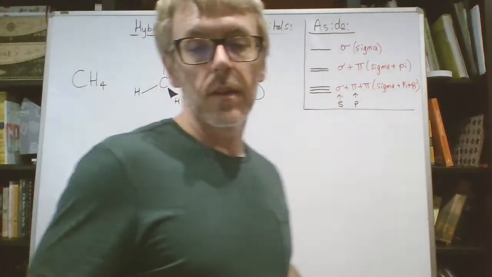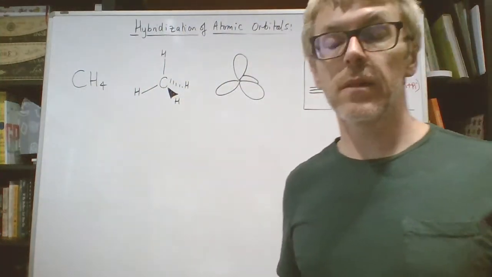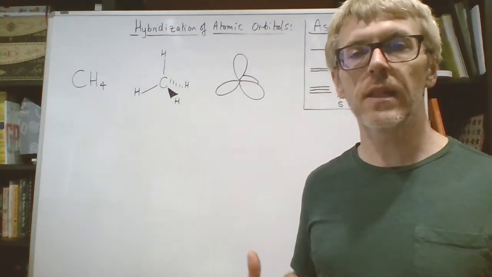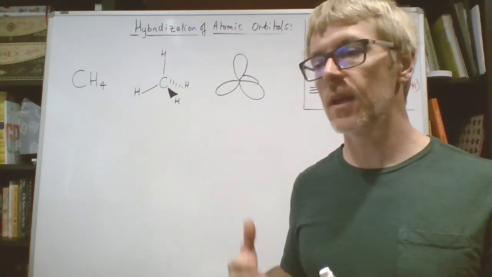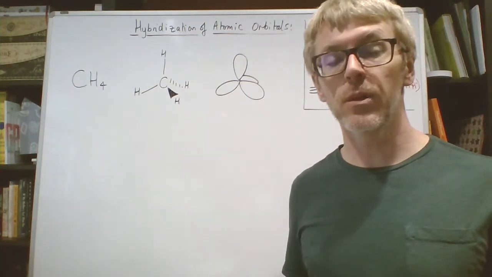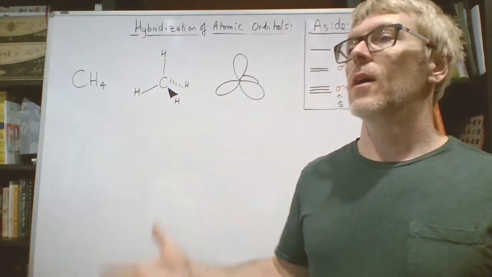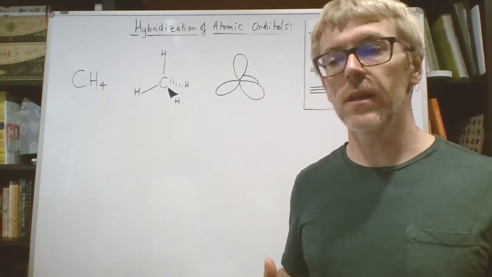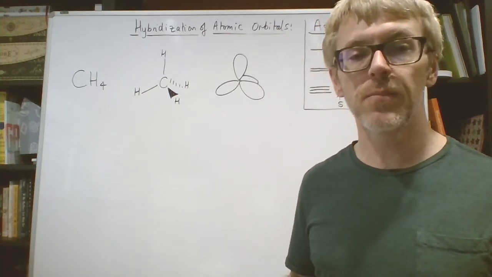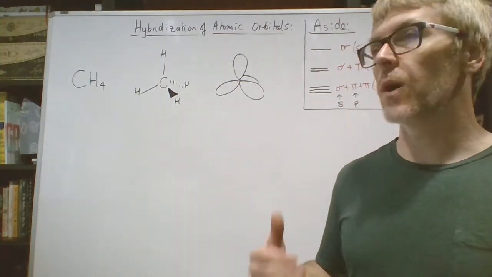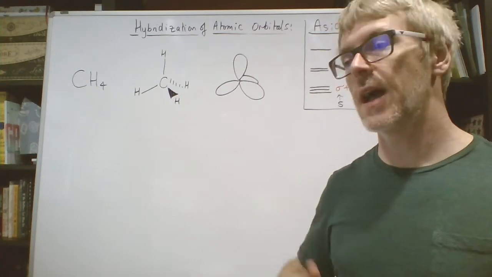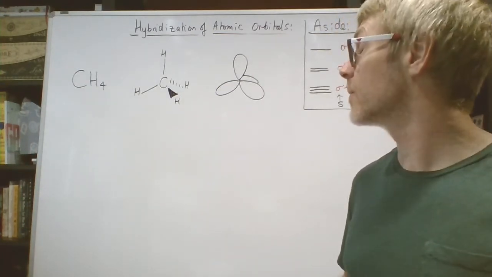So now we've started to look at hybridization of atomic orbitals and why there's a need. Remember, VSEPR theory, valence shell electron pair repulsion theory, predicts bond angle, but it doesn't explain it. We need hybridization of atomic orbitals from valence bond theory to explain the bond angle. So when you inspect a molecule, you would apply VSEPR first and then hybridization second.